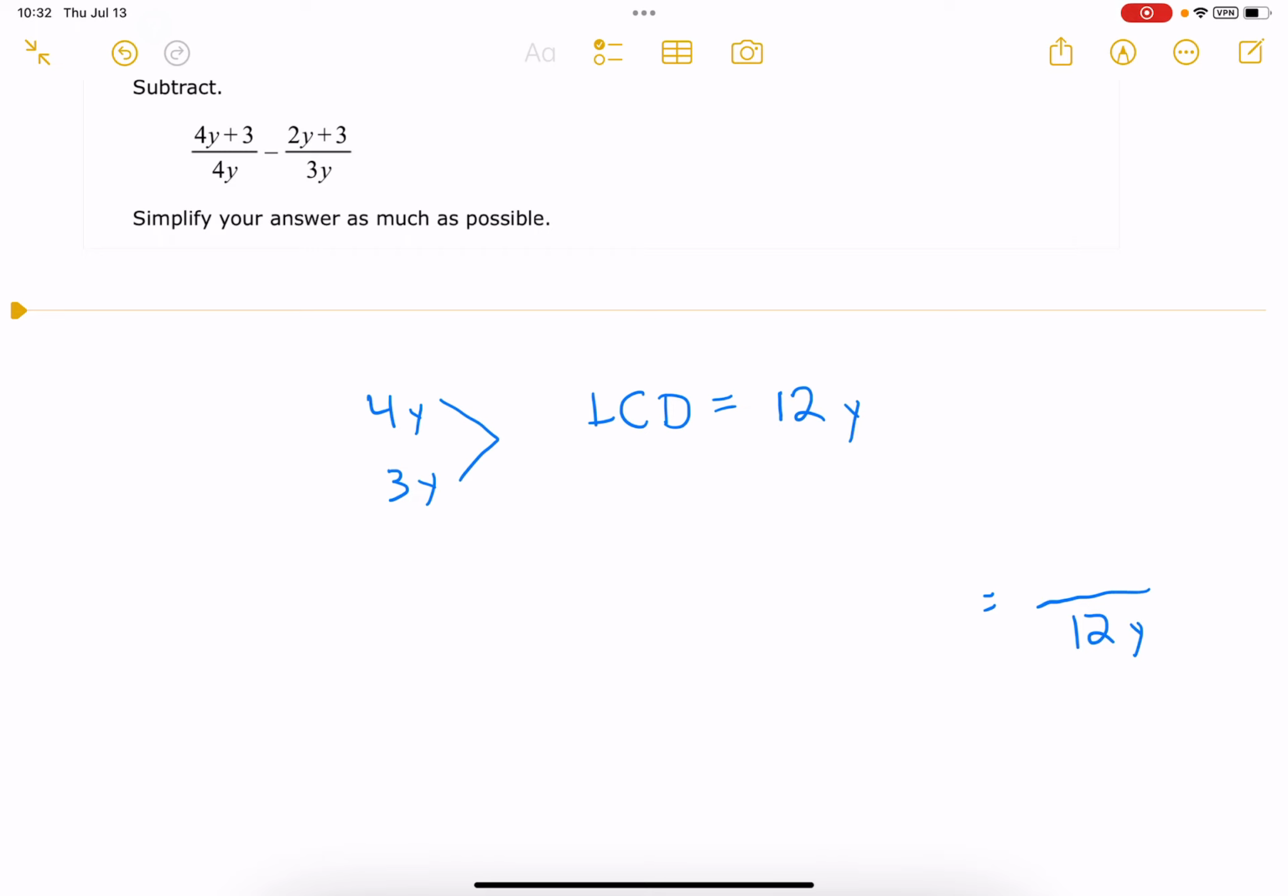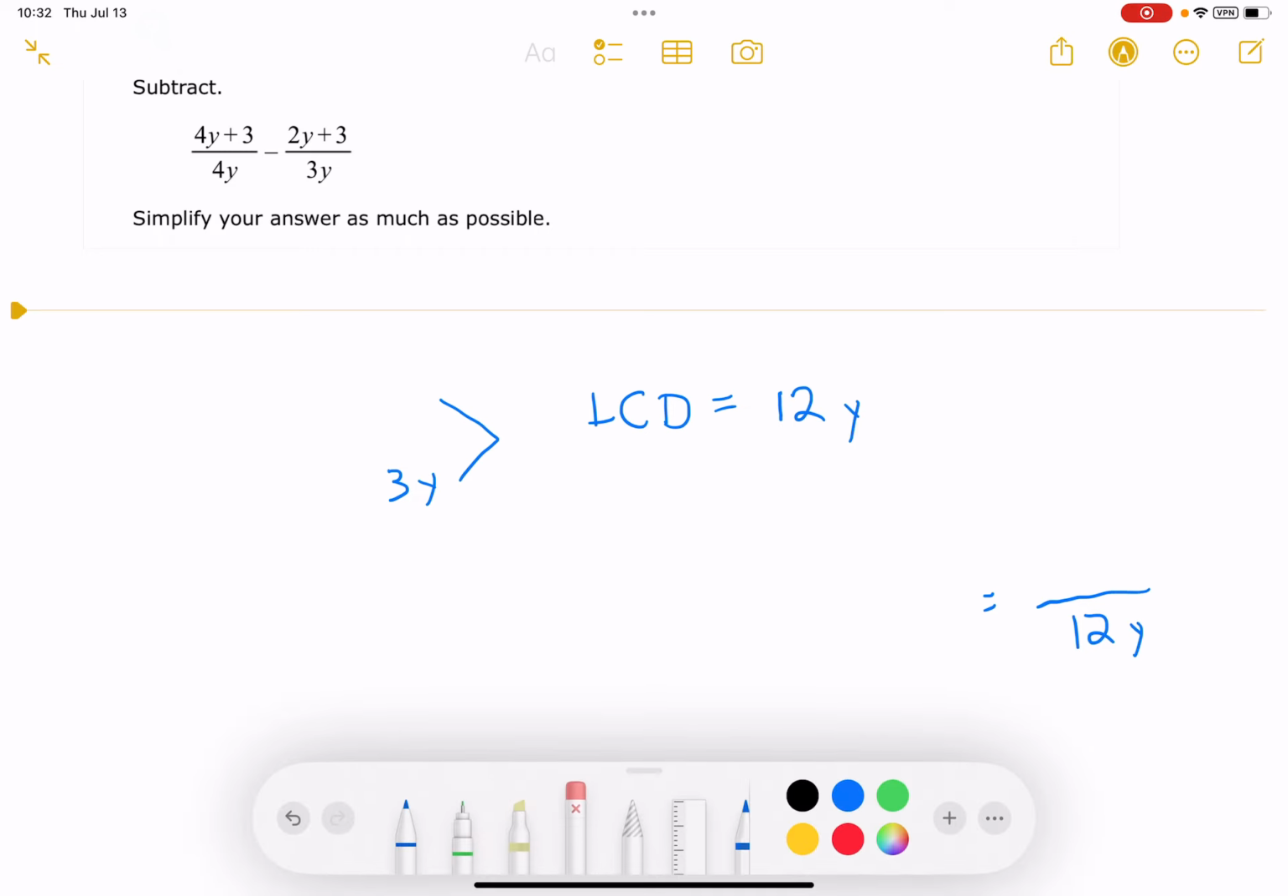So let's take a look here. Let me erase this. And then we know it's going to be 12y. So each expression here has to have the denominator as 12y. So let's take a look at the first expression. That's 4y plus 3 over 4y. Okay, so we want to make the bottom 12y.